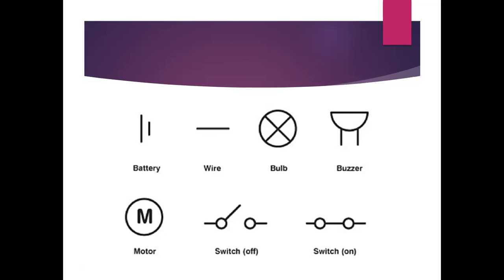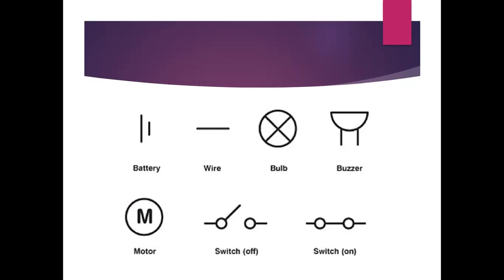What must the electrical circuit have? It must have the battery, the wire, and the bulb. It's preferable to have a switch, and of course the switch will be on for the bulb to work and light up. And if you want to turn it off, you will make the switch off to turn off the bulb or to let it not work. Must the circuit have a buzzer? Of course not. If you want to put a buzzer, okay. Must it have a motor? Of course not.